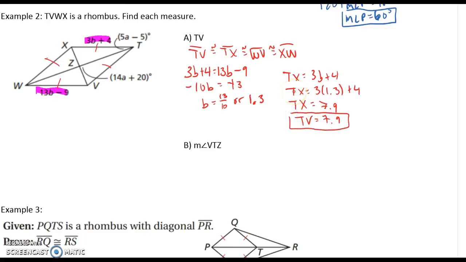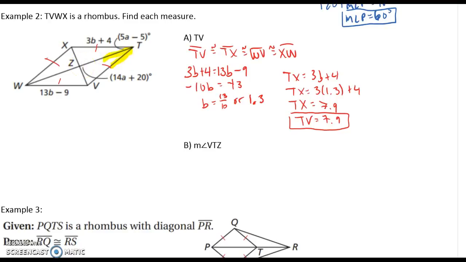Okay, looking at the second part, before I do that, I'm just going to go ahead and erase those highlights so I can use a diagram again with the angles. All right, so now we want to find the measure of angle VTZ. Well, first let's figure out which is the angle VTZ. Well, VTZ is this little one right here in the upper right corner. Well, what do I know about that angle?